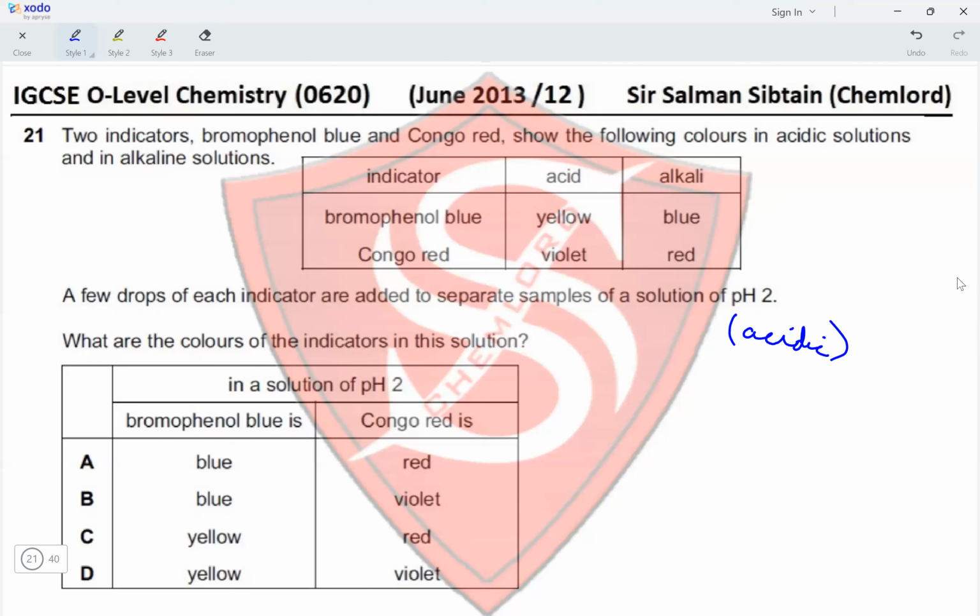So bromophenol blue would be yellow and Congo red would be violet, because both of them are placed in a solution of pH 2. So bromophenol blue has to be yellow, eliminating options A and B, and Congo red has to be violet, eliminating option C and making option D the correct option for this question.